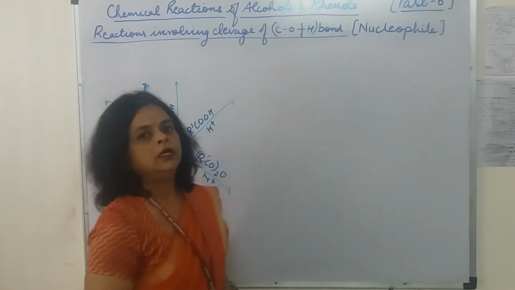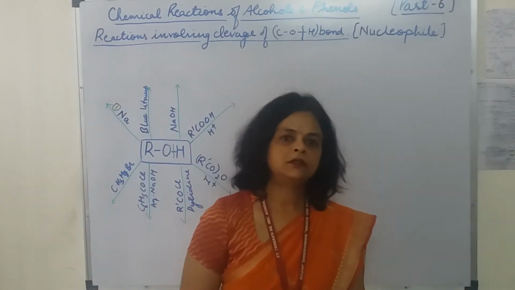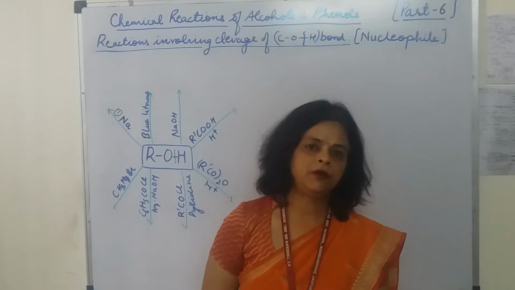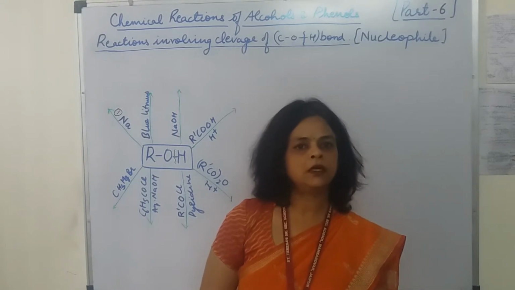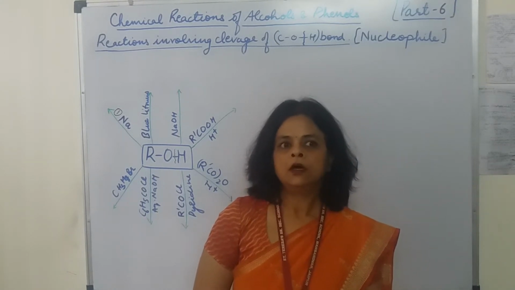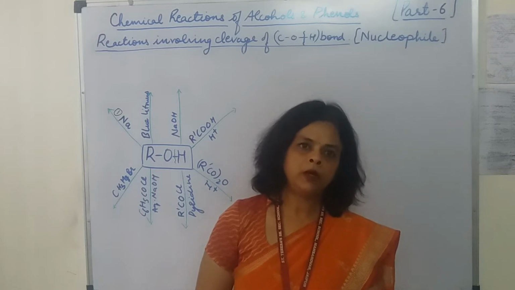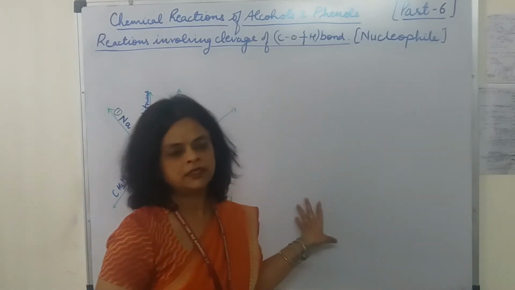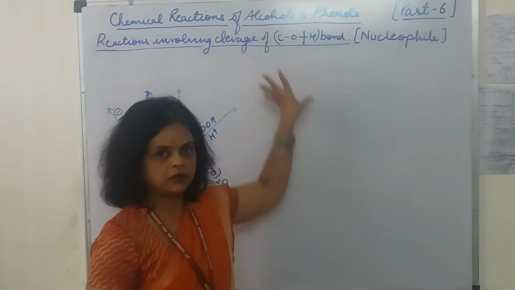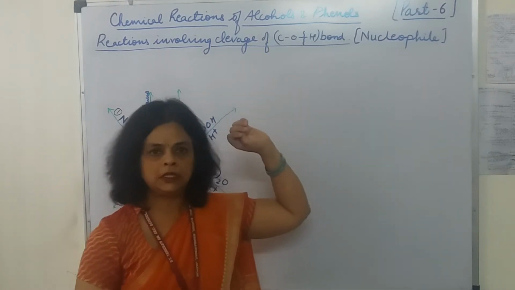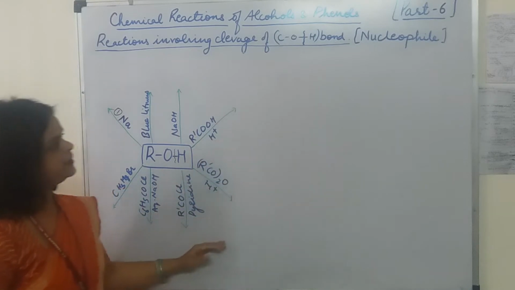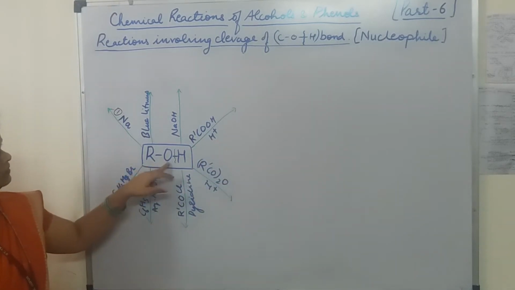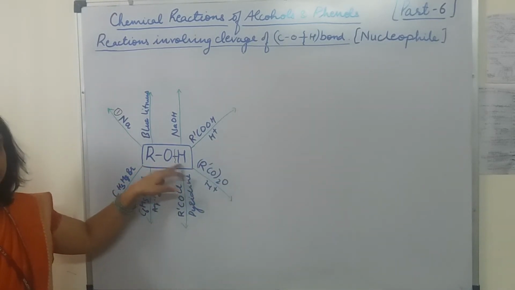Hello students. In the last part we had discussed the order of reactivity of primary, secondary, tertiary alcohols and phenols when the bond between O and H breaks. And now in this class, that is class 6 for alcohols, phenols and ether, we are going to see various reactions where the cleavage of the OH bond takes place.